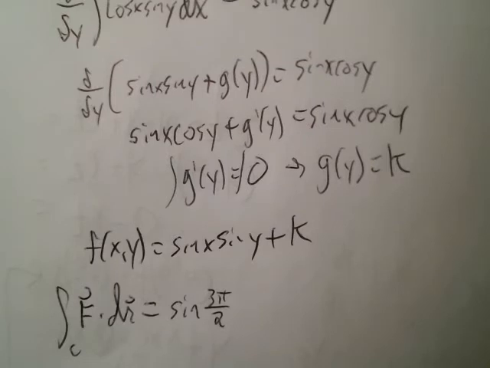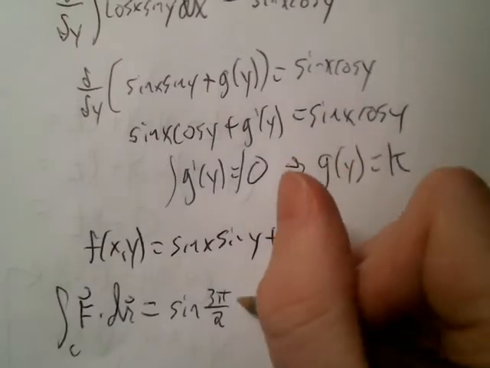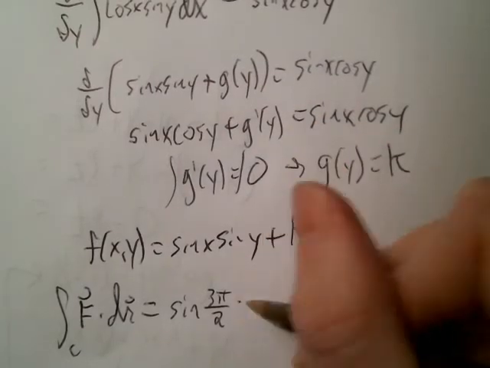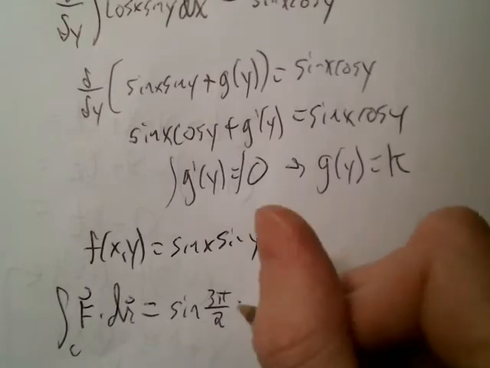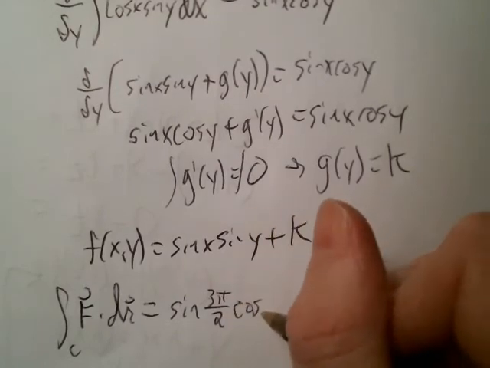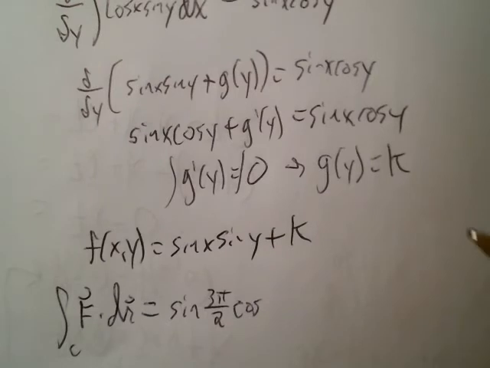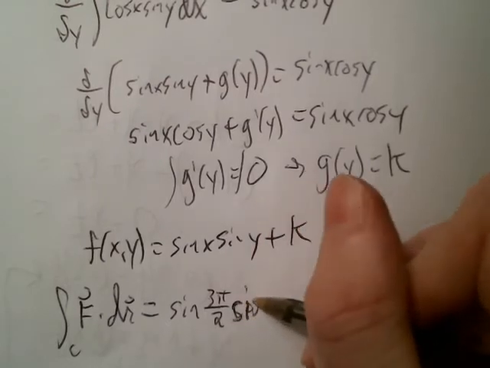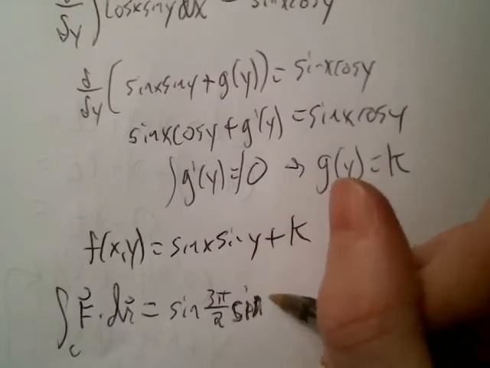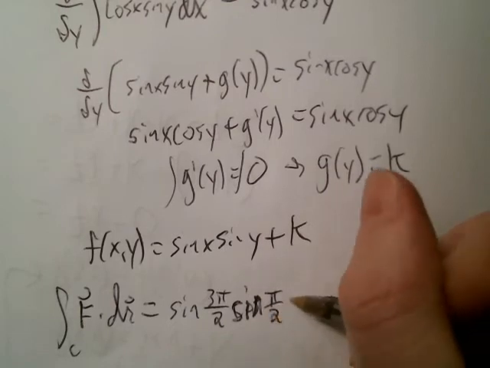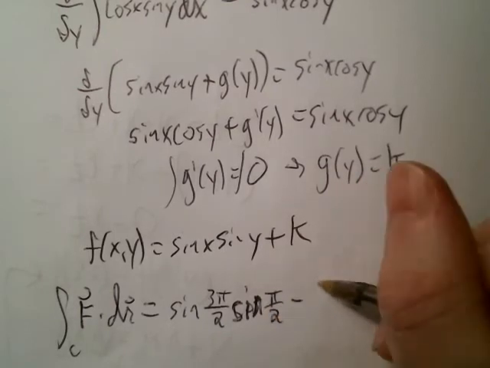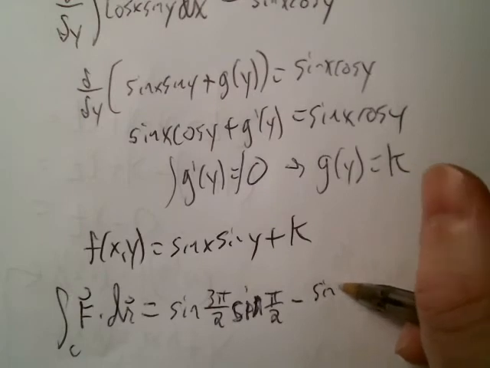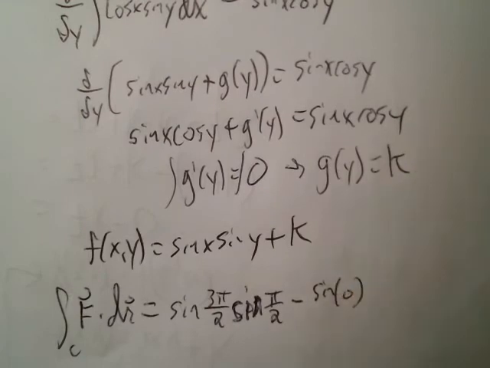Stupid computers being a jerk. Sine of 3 pi over 2 cosine of, now I'm just totally lost. Sine of 3 pi over 2 sine of pi over 2 minus sine of 0. My computer's just flipping out. It needs me to restart it. Oh my gosh.